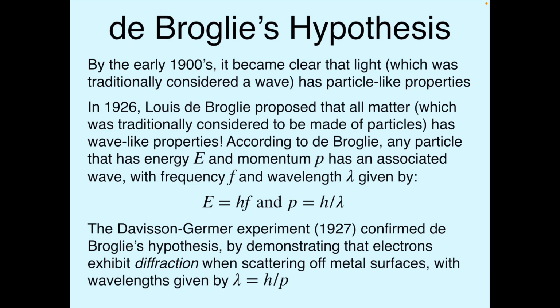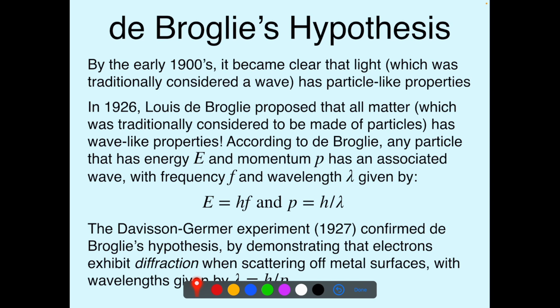So the picture that starts emerging in the early 1900s is that light, which traditionally was considered just to be a wave, has some particle-like properties. So in order to explain things like the photoelectric effect and the emission spectra of atoms, we need to think of light as consisting of photons, which are particles.